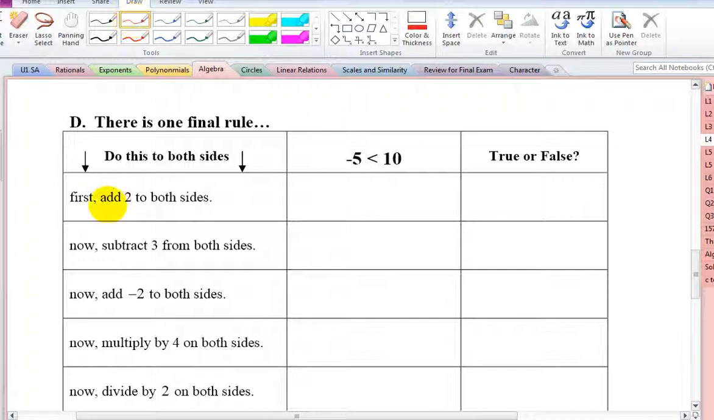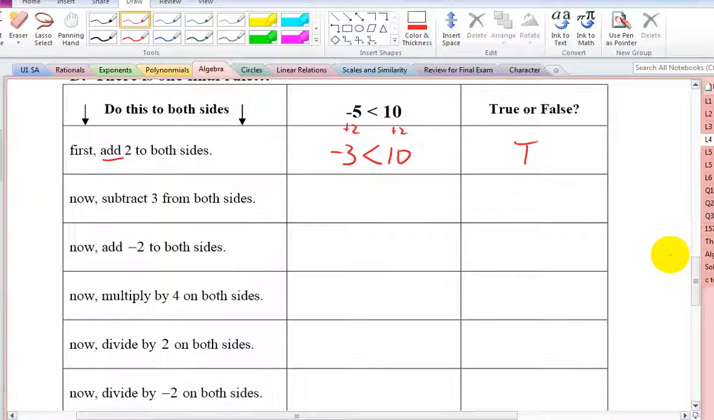First, add 2 to both sides. So plus 2, plus 2. What would you get as a statement? Negative 3 and 12. Is this true or false? True. So that's a true statement. So do we have to worry about adding numbers to both sides? No. And that's what you were doing yesterday, or Friday, rather. Sorry, 12. Thank you.